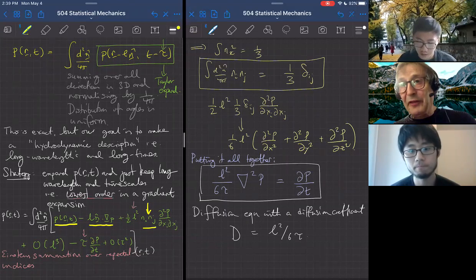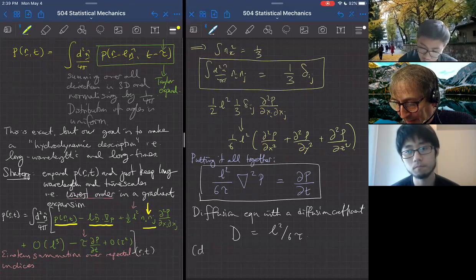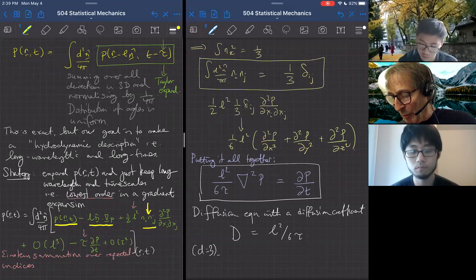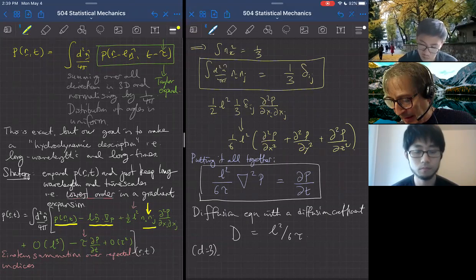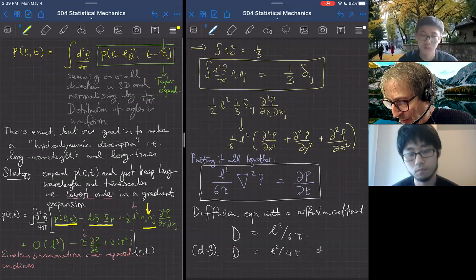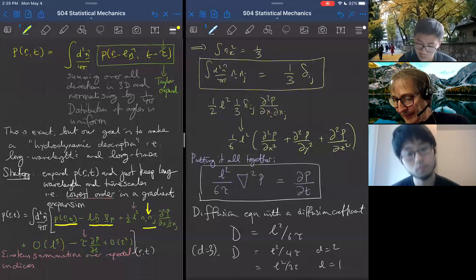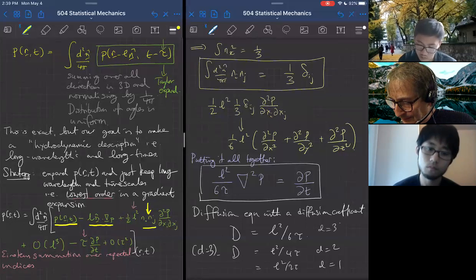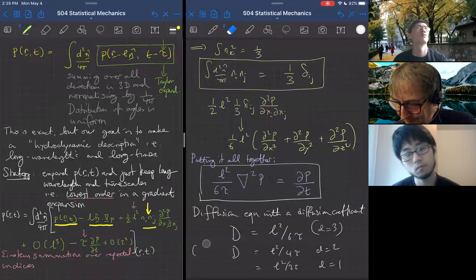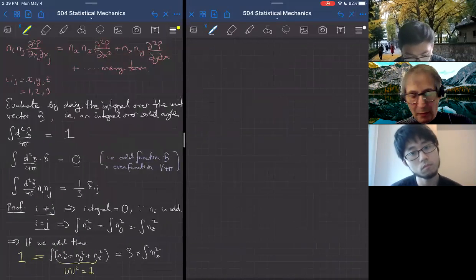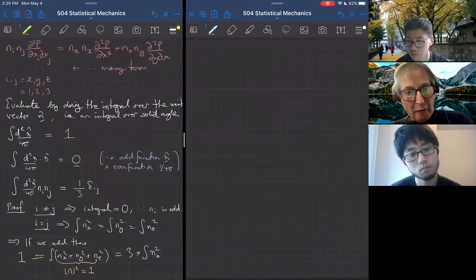And that's what the diffusion coefficient is in d equals 3. If it was in d equals 2, it would be a different value. It would be L squared over 4 tau in d equals 2 and L squared over 2 tau in d equals 1. Okay, so that's the equation. So now we want to know how to solve this equation.